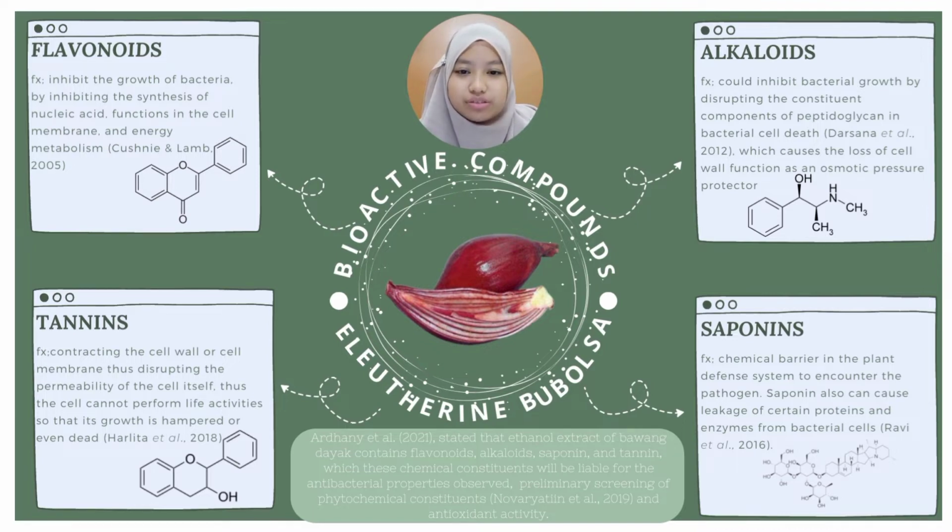Flavonoids, which have a general structure of a 15 carbon skeleton with 2 aromatic rings and heterocyclic rings, function to inhibit the growth of bacteria, viruses and fungi. Alkaloids, natural organic nitrogen bases, function by disrupting the components of peptidoglycan, leading to bacterial cell death. Tannins, a class of astringents, function by contracting the cell wall and disrupting the permeability of the cell. Lastly, saponin, a terpene glycoside, functions as a cleansing agent and emulsifier.